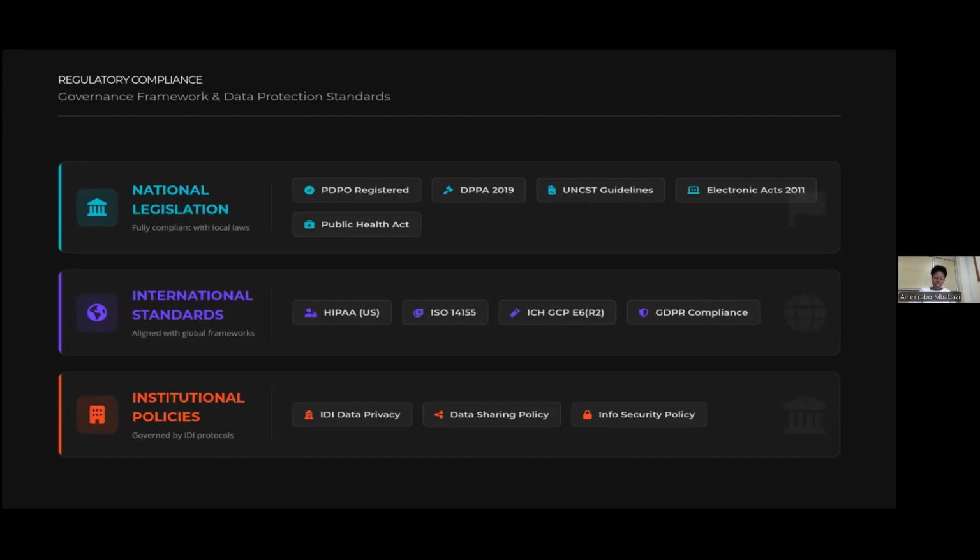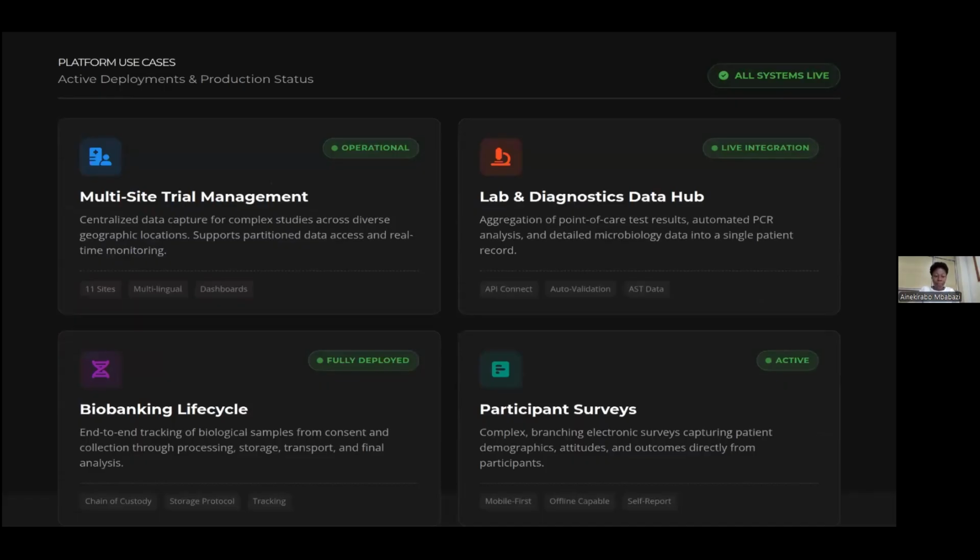Then at the institutional level, since our deployment is at the Infectious Disease Institute, we are compliant with their data privacy policy, their data sharing policy, and the information security policy. For our deployment, the key concepts we are looking at are studies that are multi-site. We are able to handle multi-site trials, which helps us track how data is being entered across different geographical locations, and ensure that those different sites are able to access partitioned data in real time.